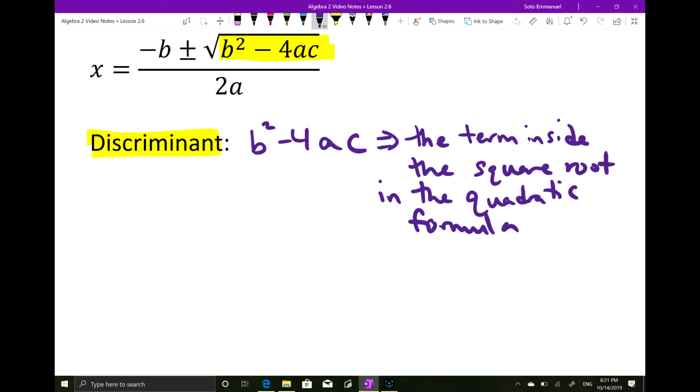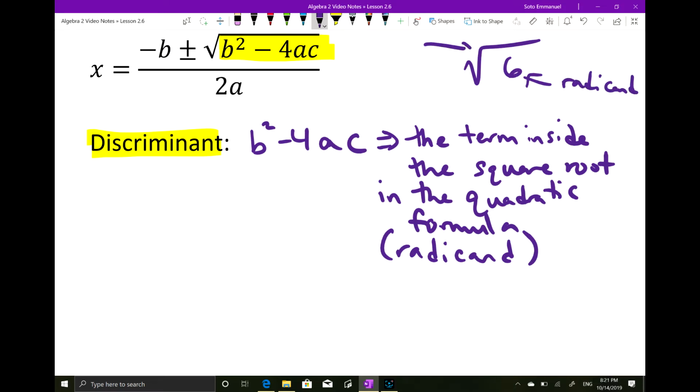Something that is inside the square root is called the radicand. So whatever is inside a square root is the radicand. Like the square root of 6, for instance, in that case 6 is the radicand. And then this is the radical symbol. So that way you know what I mean by radicand and radical. So why is it called the discriminant anyways? It sounds like discriminate, right? Like discrimination. The reason is the discriminant actually does that. It discriminates between three different types of solutions, and that's why it's called the discriminant.